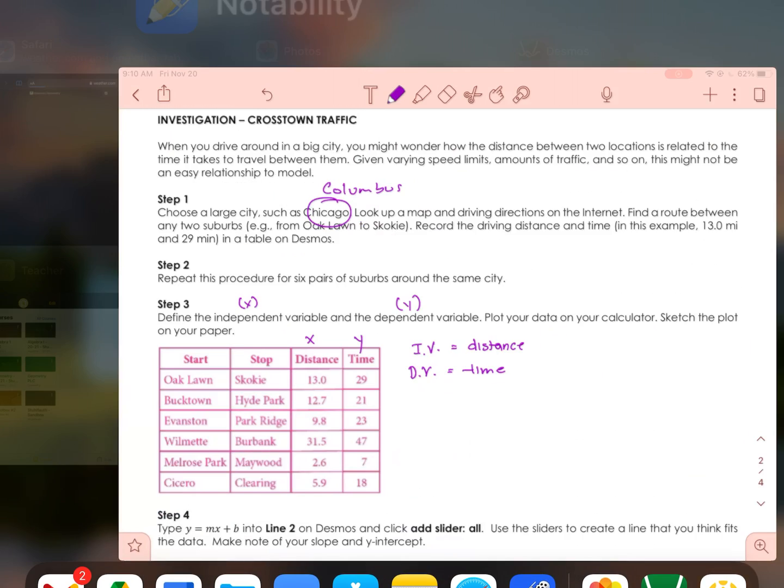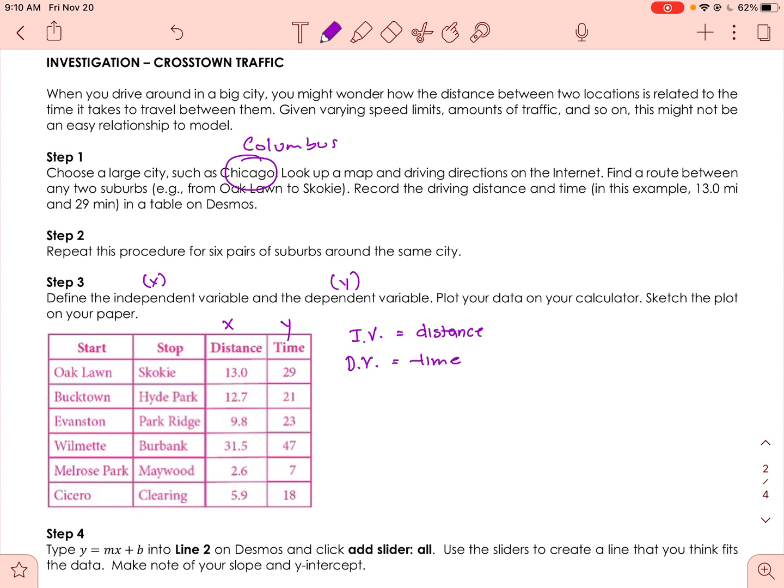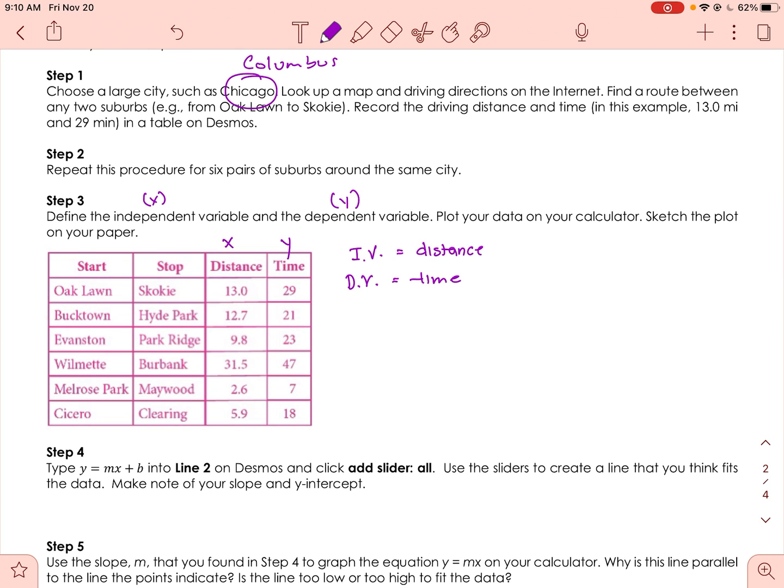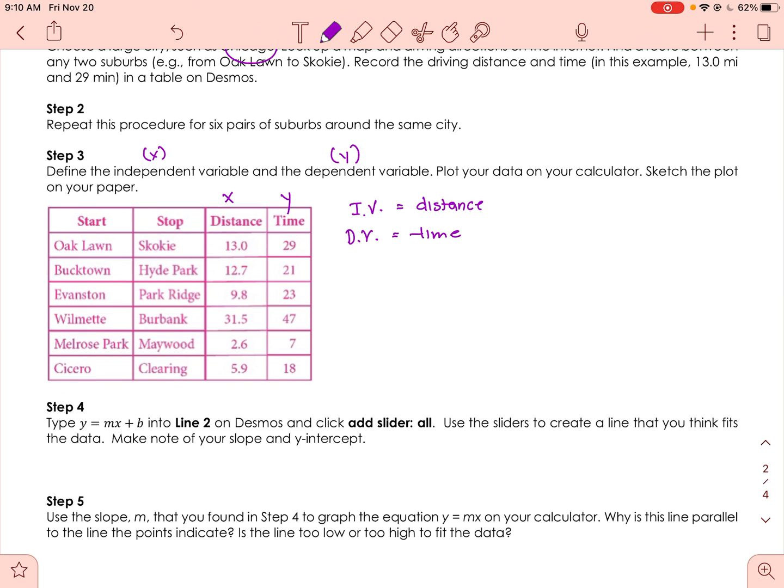I'm going to jump back over to our notes. It says plot your data on the calculator, sketch the plot on your paper. We're going to insert our picture here in a minute. Now, what I want you to do on Desmos is type in the equation y equals mx plus b on line 2, and you're going to see something that pops up and says add slider. I want you to hit all. Then use those sliders to create a line that you think fits the data, and write down that equation, or what your slope and y-intercept is, under here.